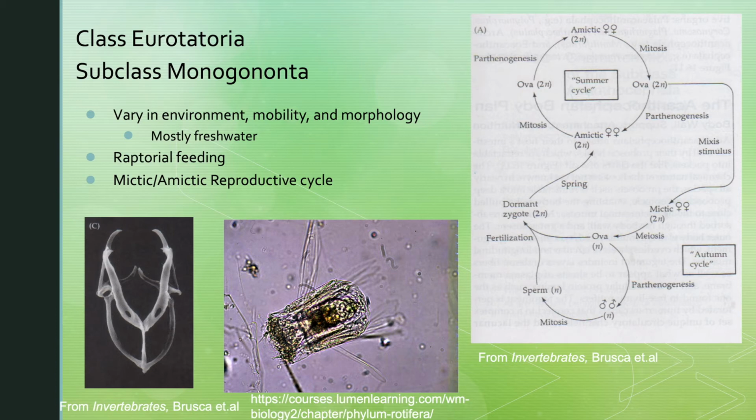They are mostly freshwater, although some are marine, and they might be swimmers, creepers, or completely sessile. One method of feeding that is seen in a lot of Monogenonta is raptorial feeding.